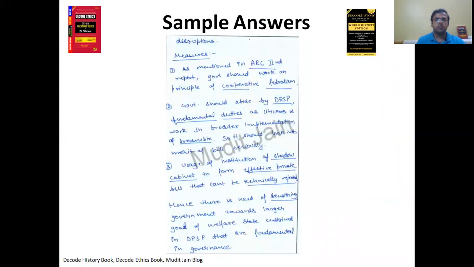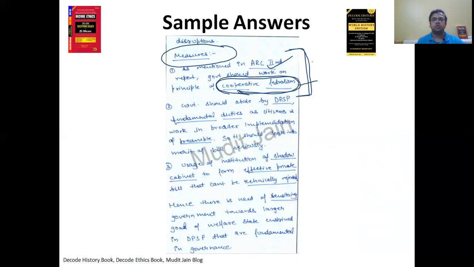Then I have mentioned measures. Here, see how I have tried to use keywords like ARC and cooperative federalism. The idea of cooperative federalism is that everyone in a federalism should cooperate with each other, so the private members should be cooperated with. I've just linked it out of the blue with ARC and cooperative federalism.